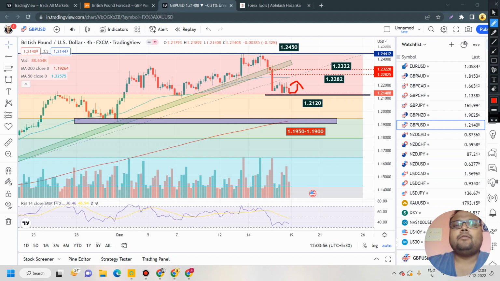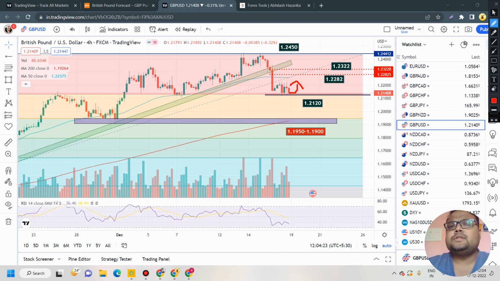Personally, I will avoid taking any buy position on the chart of GBP USD right now, especially right after the market opening. So the market opening will be important. After the market opening, if you see that the market is going down with good volume, meaning a big red candle, you can go for a sell position. But if you see that the market is slow, dull, and trying to take support, then if possible, try to avoid taking a buy position at 1.2120.